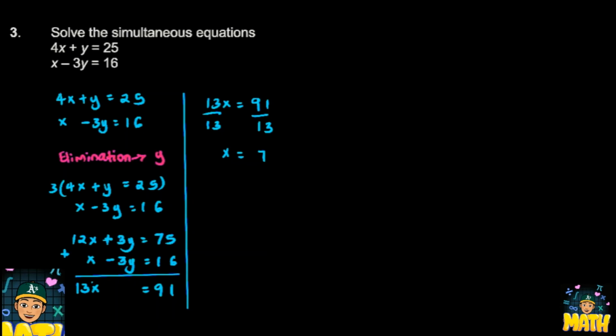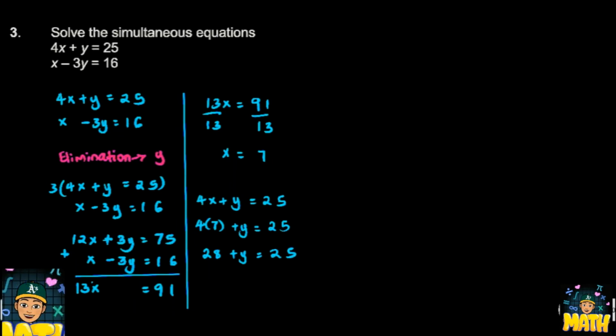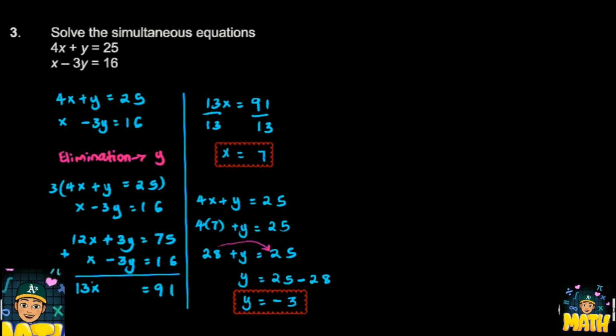So with the value of x, you can find the value of y by substituting that value in one of the equations that we have. So I use the first one. So 7 times 4 plus y should give you 25. So 28 plus y equals 25. We take the 28 to the other side. So we remain with y equals 25 minus 28, and the y will be equal to negative 3. So the value of x is 7 and the value of y is -3.